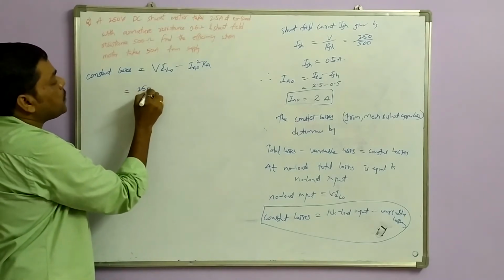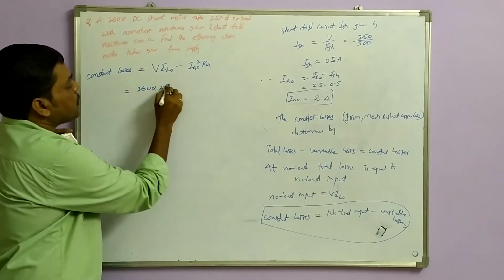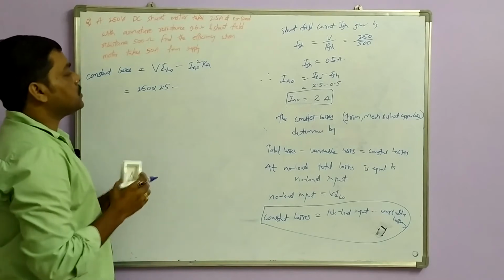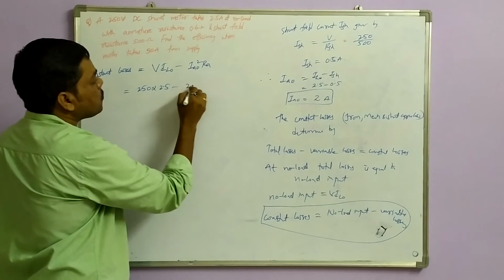Now 250 into the no load current, which is 2.5 amperes, minus Ia0 squared into Ra. So what is Ia0?